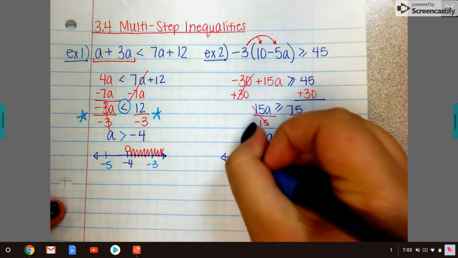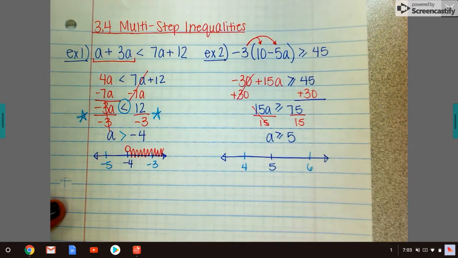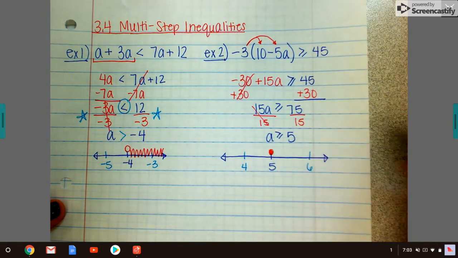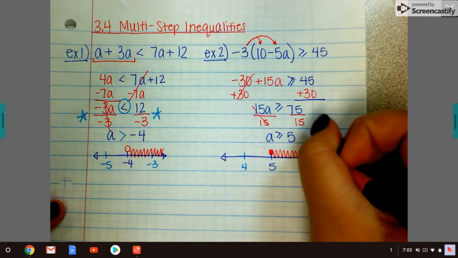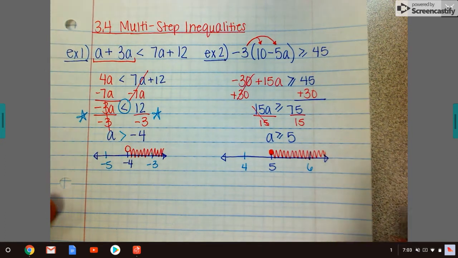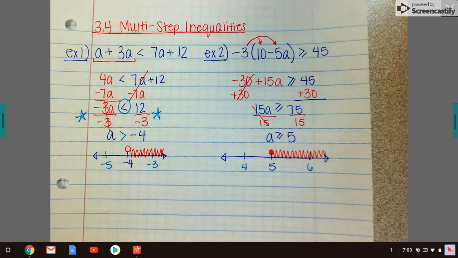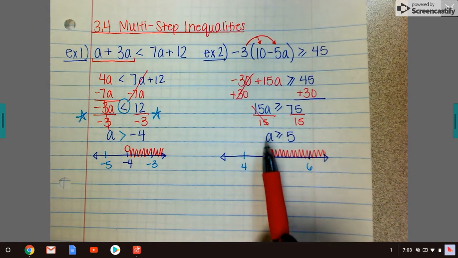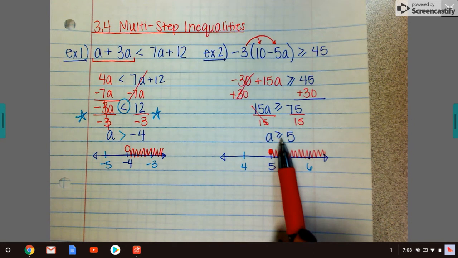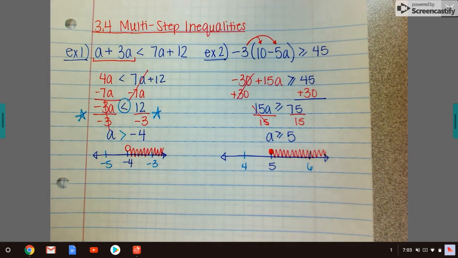Set our graph up. And we've got a closed dot at 5. And a is bigger than or equal to 5. It's greater than, so we're going to shade to the greater than side. Again, you can plug in either of these guys in order to see if it's true, shade that side. If it's false, don't. If I plugged in the 6, I'd have 6 is greater than 5. That's the true side. 4 is not greater than 5, so that's the false side. I'm not shading.